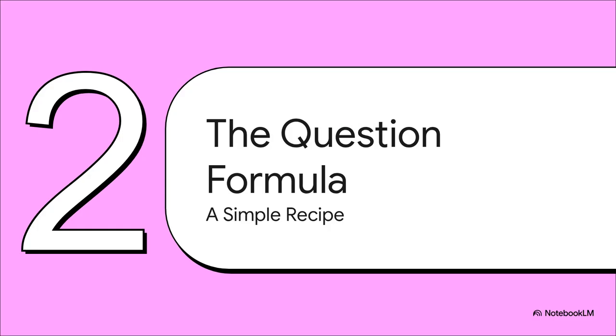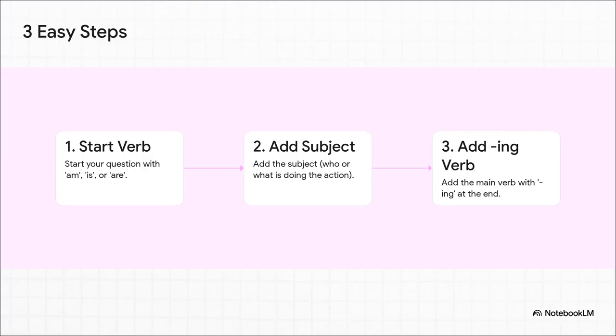So how do we actually build these questions without just guessing? Well, it turns out there's a super simple recipe for it, a formula that works every single time. Let's break it down. It really is just 3 easy steps. First, you pick your starter, am, is, or are. Second, you pop in the subject. That's who or what you're asking about. And third, you add the main action verb with ing on the end. That's it. That is the entire recipe.